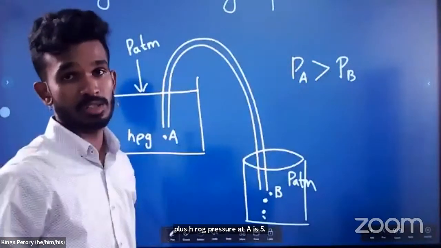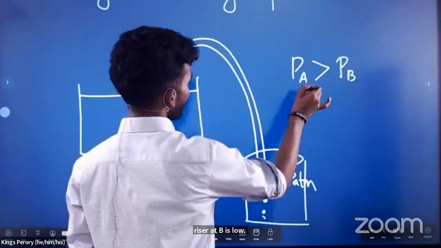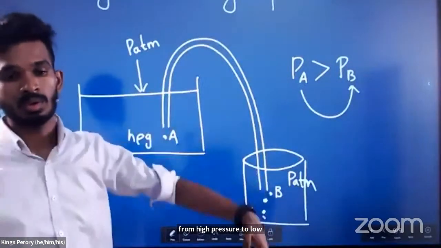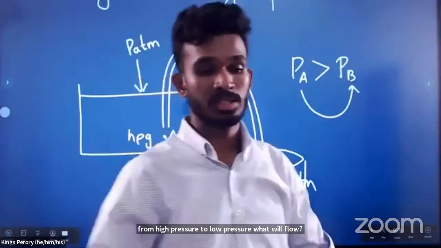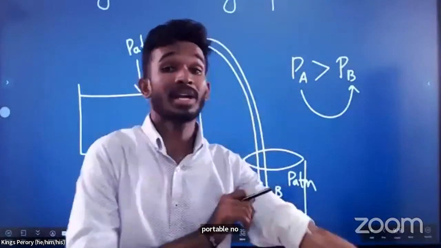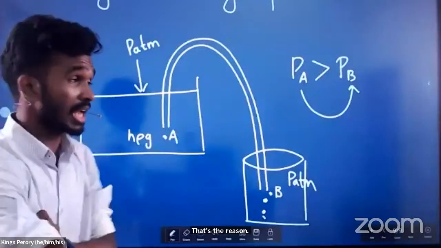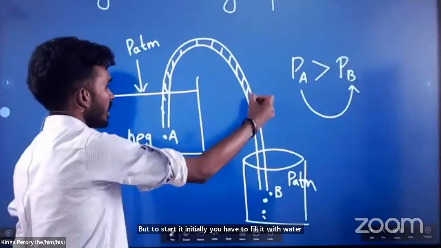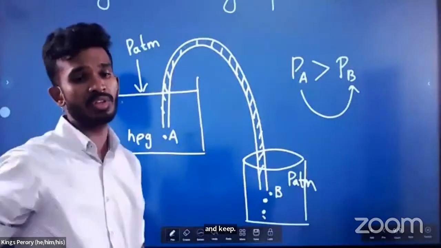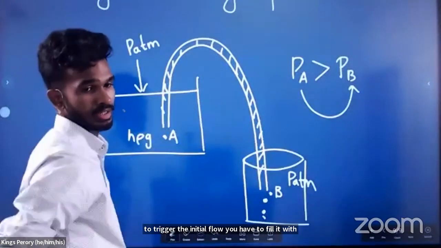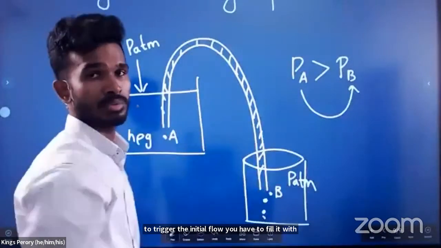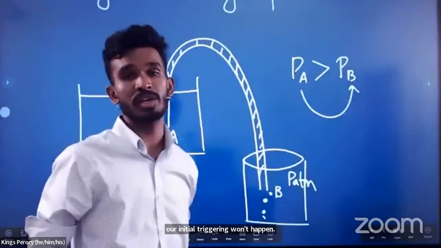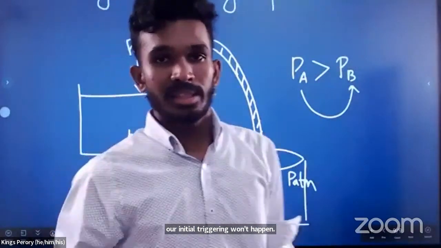When there is a pressure difference, what will happen? From high pressure to low pressure, what will flow? Water will flow. That's the reason. Right? But to start it, initially you have to fill it with water. To trigger the initial flow, you have to fill it with water. That's why we fill it with water and put it inside. Otherwise, our initial flow won't go. Our initial triggering won't happen. So for initial triggering only, you fill it with water and put it. That is what our syllabus tells.